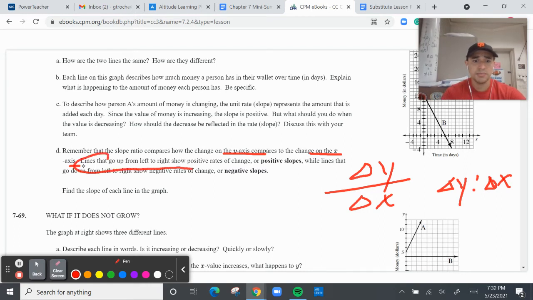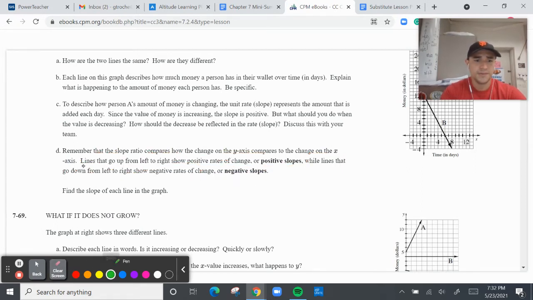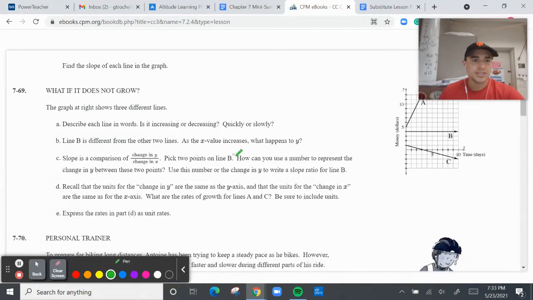A line that goes up from left to right shows positive slope, and a line that goes left to right going down is negative slope. So again, the main thing you want to focus on is goes up, left to right, and then the red was going to go down. Oops, I want a red. Go down. Down is the key word here, and then up is the key word there. Find the slope of each line in the graph. We already did that, so we're going to move on.